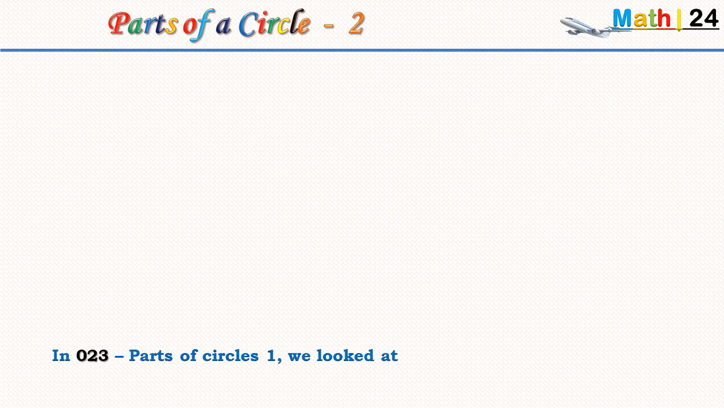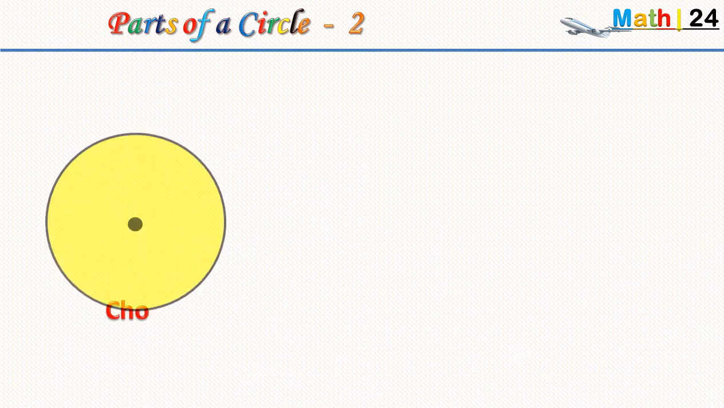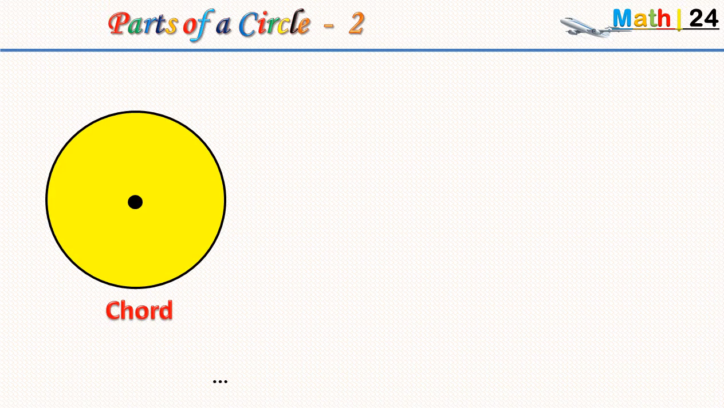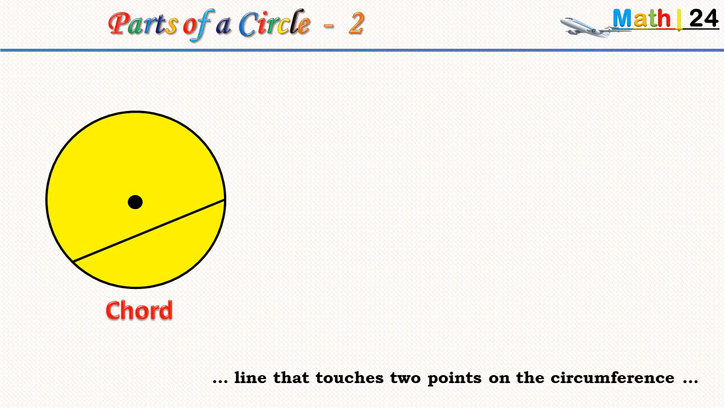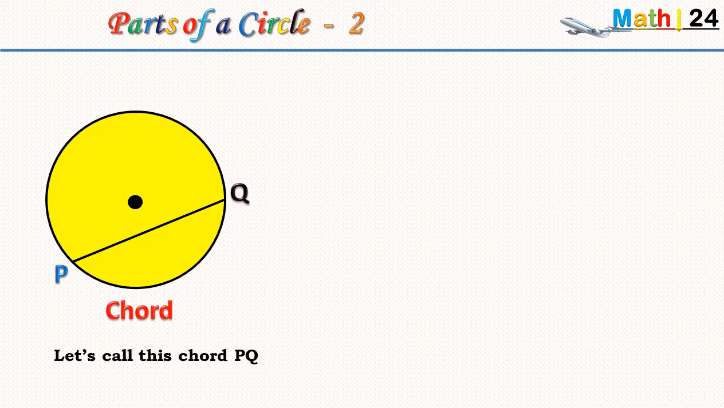In 023, parts of the circle, we discussed radii, the radius, and the circumference. In this other part, we are going to continue with a chord. And a chord is the line that touches 2 points on the circumference. For example, let's call this chord PQ.